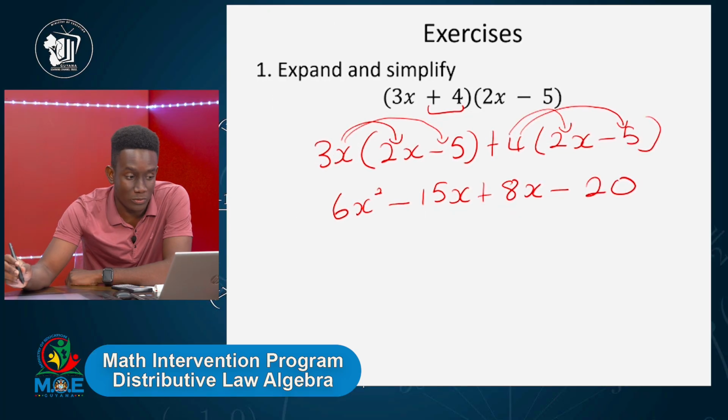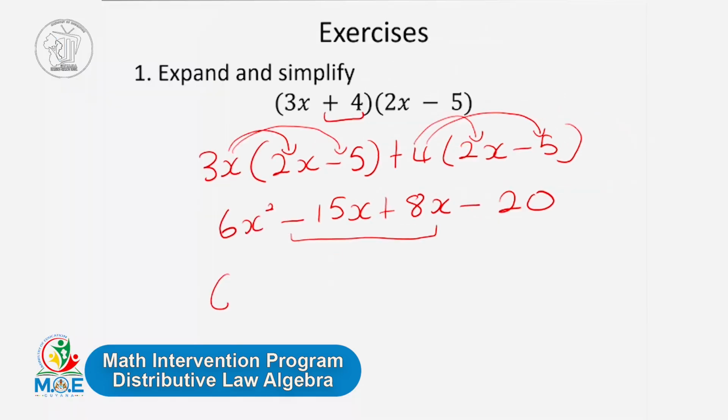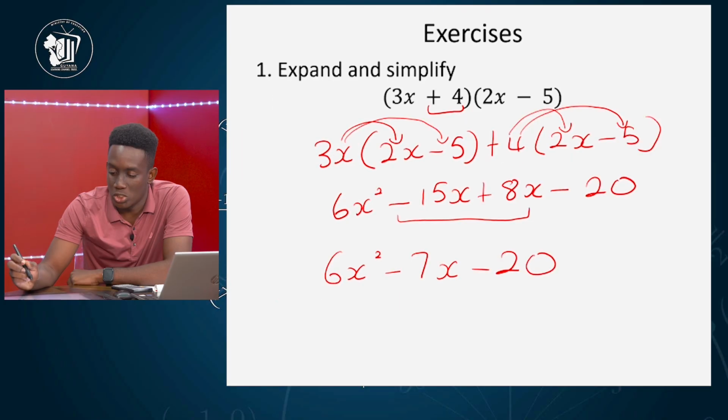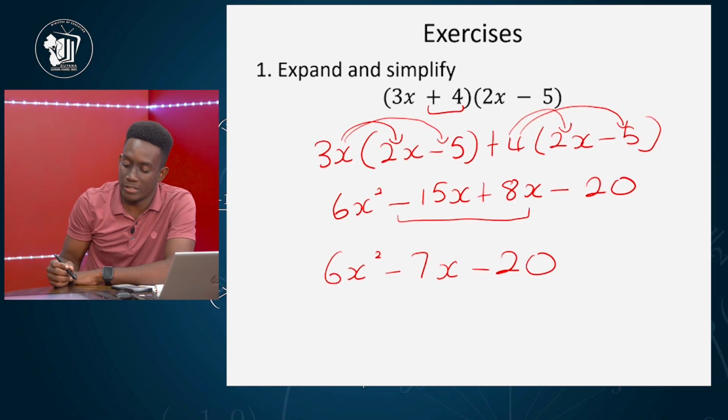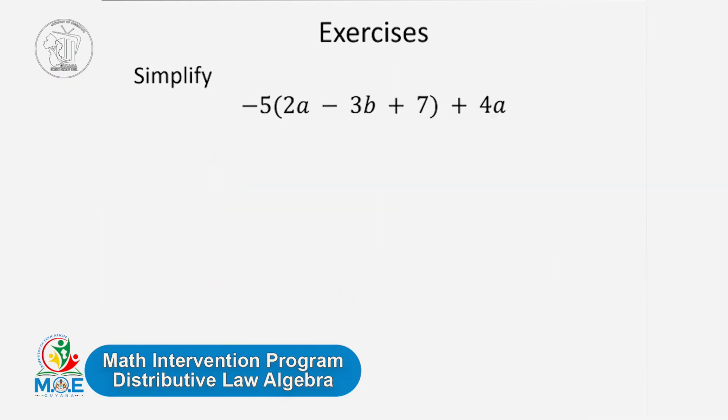And now we work out the like terms. So you have negative 15x plus 8x. So this will give me 6x squared. Negative 15x plus 8x, that would give me a negative 7x minus 20. So when we simplify this, we'll end up with 6x squared minus 7x minus 20. Let's move on to another example.